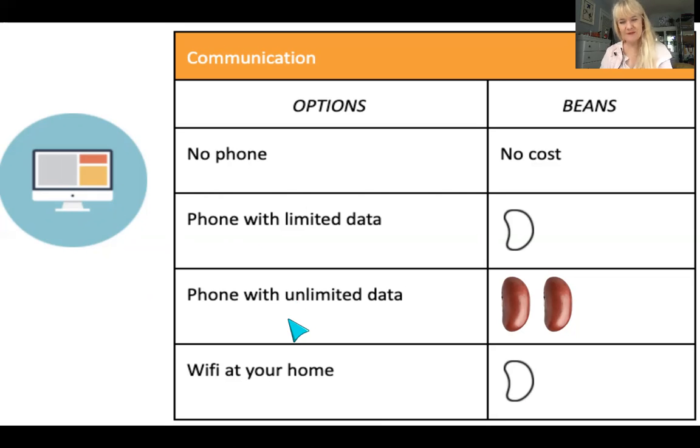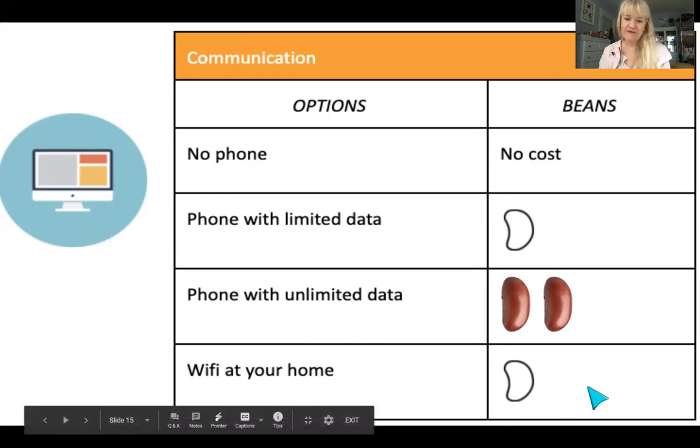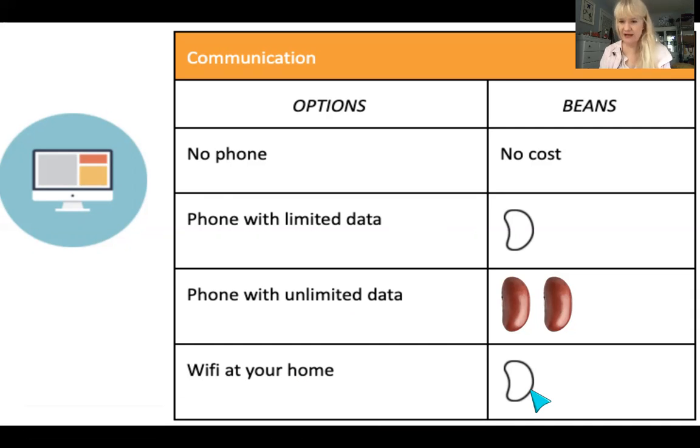I really like for people to be able to get in touch with me and for me to be able to get in touch with other people. You can have a phone that only gets Wi-Fi at your house or at other places that have Wi-Fi for 1 bean. So that's your choice.